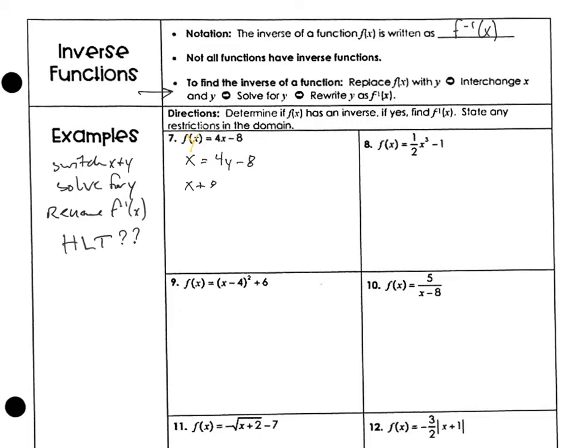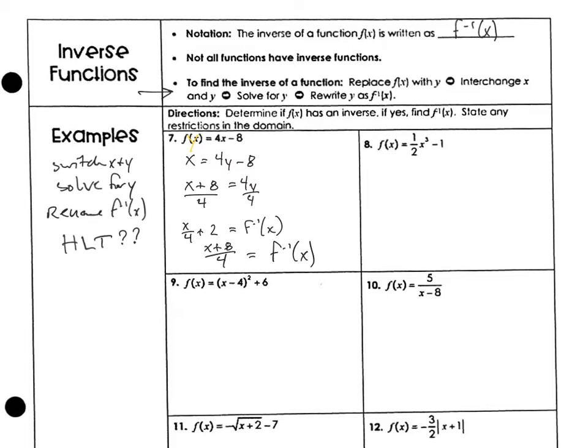Add 8 to both sides. Divide both sides by 4. Now you can divide the whole thing by 4, or you can individually divide each part by 4. Completely up to you. So you can write this x over 4 plus 2 equals the inverse. Remember, you got to change the name. Or, if you'd rather, you could write it as x plus 8 over 4. It's not as simplified, but the calculator, when we go to graph these, doesn't care, so it's fine.